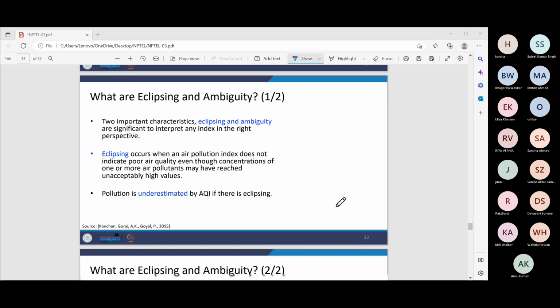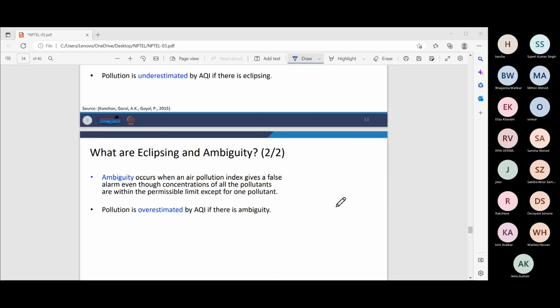And ambiguity is just the opposite of that, because ambiguity occurs when the air pollution index gives a false alarm, even though the concentrations of all the pollutants are within the permissible limit except for one pollutant. There might be a condition when just one pollutant is beyond the permissible limit, and the AQI is giving a false alarm. All the other pollutants are within the permissible limit. So in this case, the pollution is overestimated. Basically, we are not having that much pollution as is being estimated by the AQI. So that is known as ambiguity.